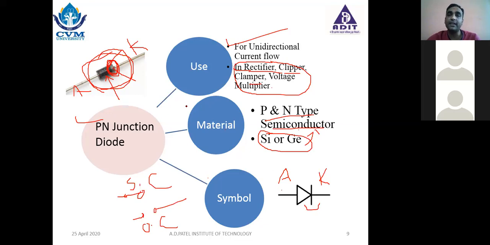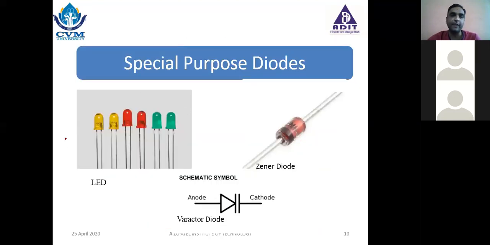Now, after the PN junction diode, the researchers have made special diodes. You may be familiar with these special diodes. This is very popular, everyone knows about it. That is called the light emitting diode, in short LED. There are different colors of LEDs available. How can we see different colors? Due to the materials which are used in the LED. The color comes from its material.